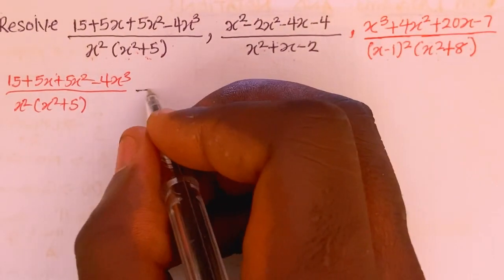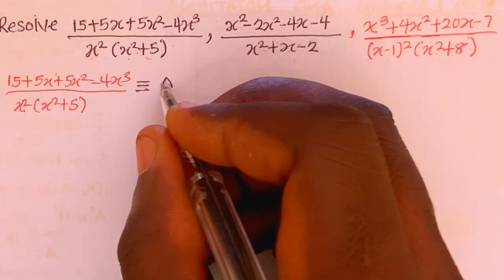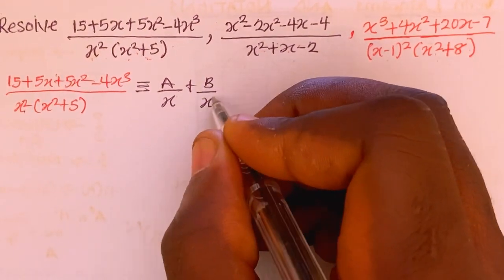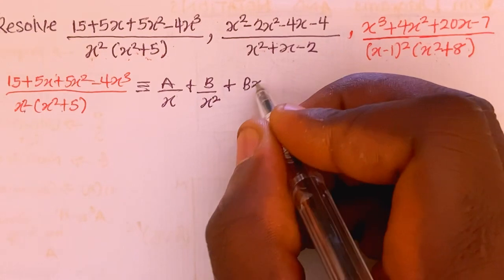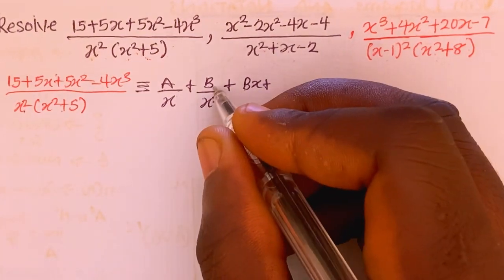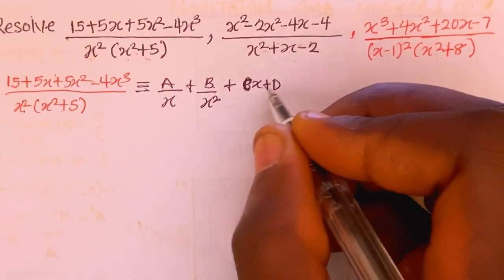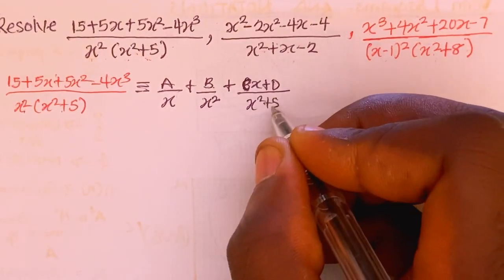This expression is equivalent to, since this is repeated, A over x raised power 1, plus B over x squared, right? Then plus, this is non-linear, so I'm going to have Bx plus, no, since I'm using B here, let me just take this one as my C. Cx plus D, divided by x squared plus 5.